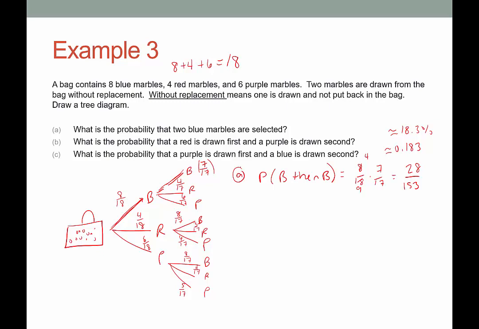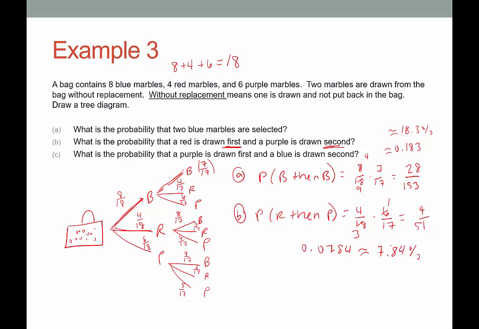B, what is the probability that a red is drawn first and a purple is drawn second? So order does matter here, right? Because we are specifying red first, purple second. So this would be the probability of red, then purple. And so we're going to go in the middle here, that would be 4 out of 18 times, and then purple would be 6 out of 17. And so we could do this 1, this 3, and we end up with 4 out of 51. This one looks way less likely than the first one, doesn't it? So 4 out of 51, which is 0.0784, or approximately 7.84%.